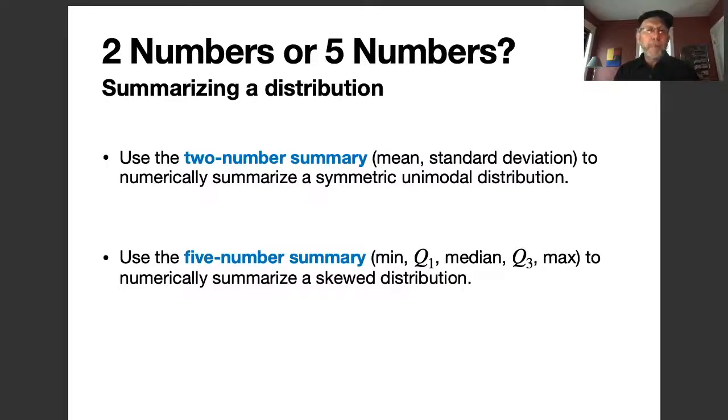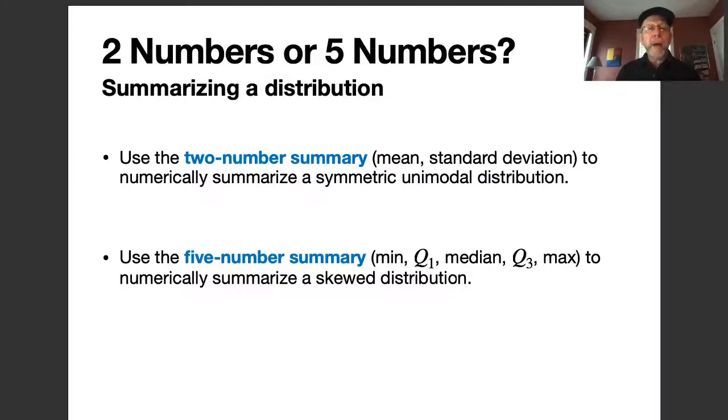You shouldn't be surprised to learn that the standard deviation is also strongly affected by skewness and outliers. The standard deviation incorporates in its own calculation the mean, and the mean is already affected by outliers. So it's not surprising that the standard deviation would be as well. So that's why we prefer to use the two-number summary, mean and standard deviation, for symmetric and unimodal distributions.